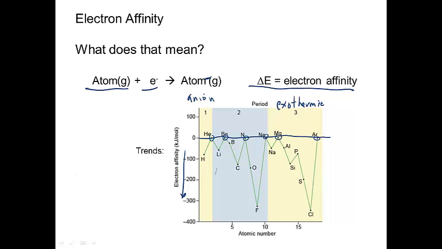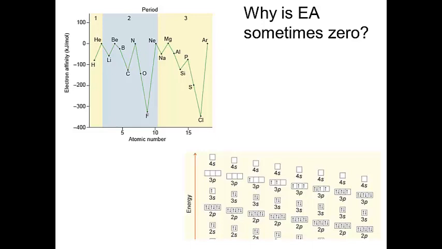We see the trends aren't as clear as we had for other things, but generally as you go left to right for a period, the second period here, you get an increase in how much energy is given off. And we see breaks in the lines again, and those breaks in the lines correspond for the same reasons we had before, whether or not you're filling up an orbital that is already filled, or whether you're pairing electrons, things of that sort. So that works the same way as we saw for ionization energy. But let's in particular talk about why it's sometimes 0.